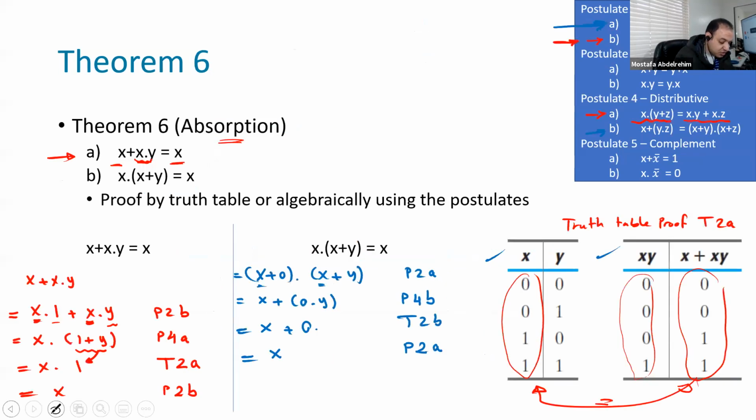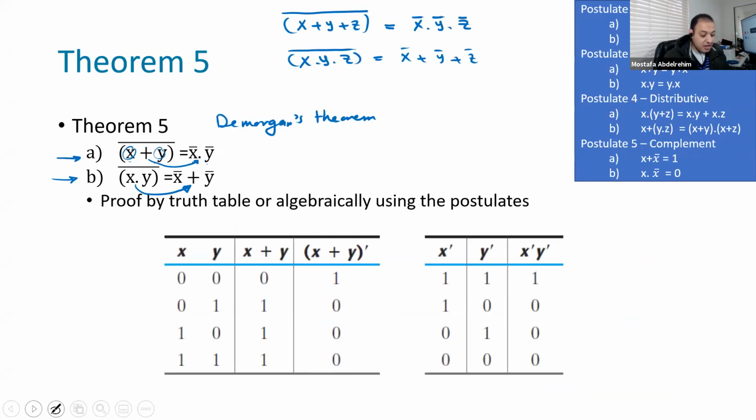Okay, and of course some postulates. So basically, we're going to use the definitions, the truth table, because it's a lot easier. So for example, let's prove the first one, theorem 5a. So this is a proof for theorem 5a.